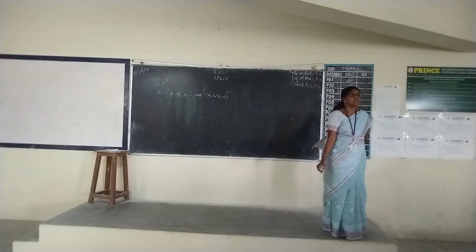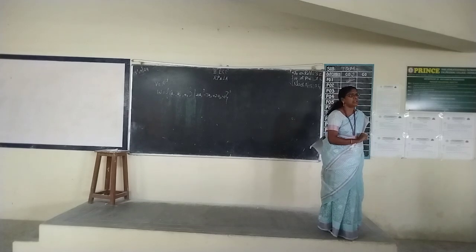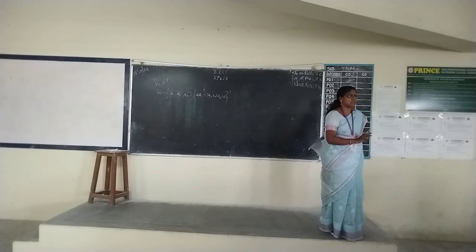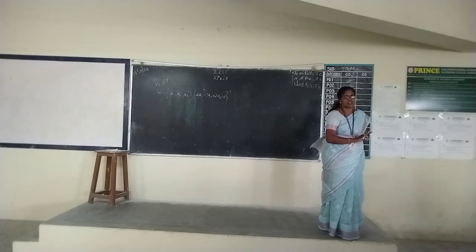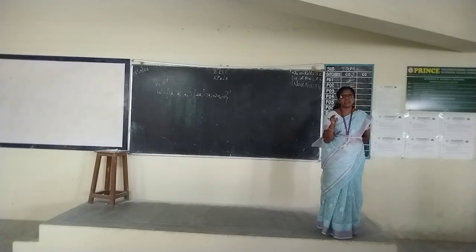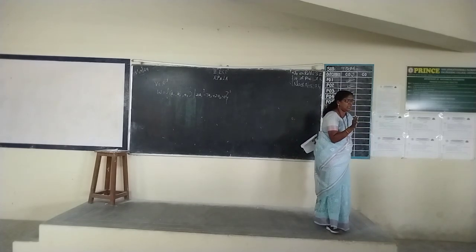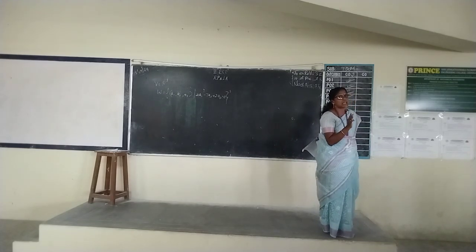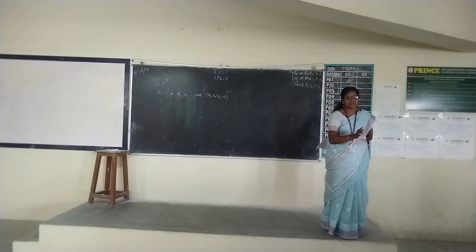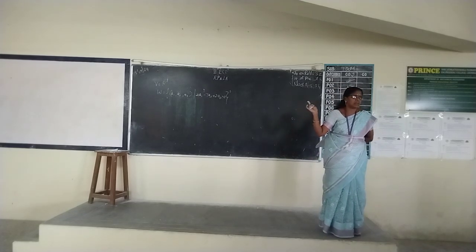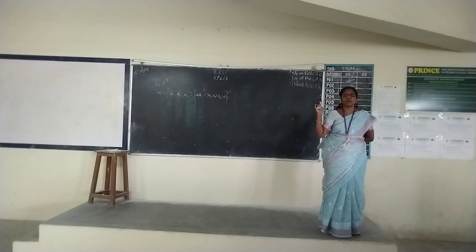So understand how it is defined. How do you define W? Is it 2-dimensional or 3-dimensional? Again, 3-dimensional. How do you write the triplet? A1, A2, A3. This A1, A2, A3 should satisfy one particular condition. What is the condition? 2A1 minus 7A2 plus 2A3 should be equal to 0.